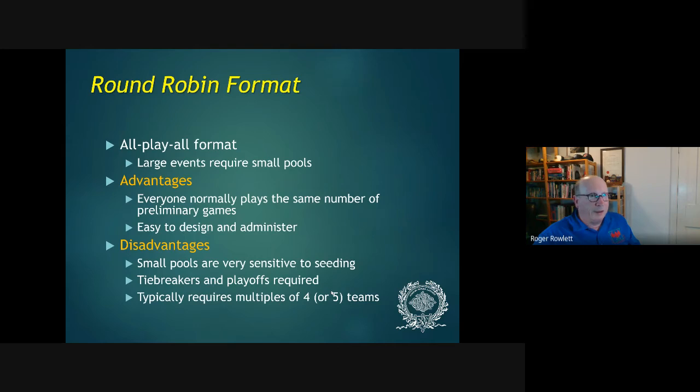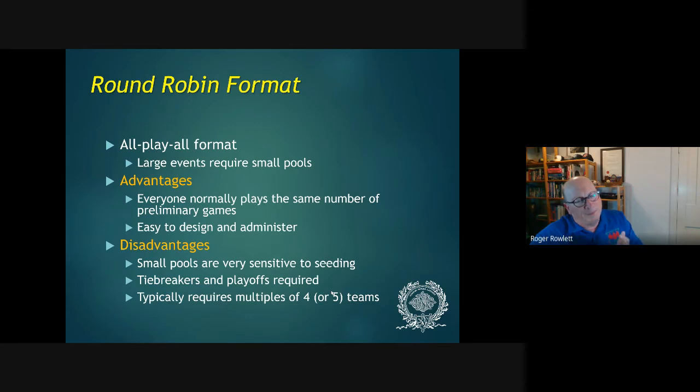All right, hearing none. Round robins. This is an all-play-all format. It's typically divided into small pools. A good pool size is 4. The advantages of this particular type of competition format is everyone normally plays the same number of preliminary games, so that's great. So if you have an event that has pools of 4, everyone's going to play a round robin within that pool, which would be 3 games. So play every other team in that pool.